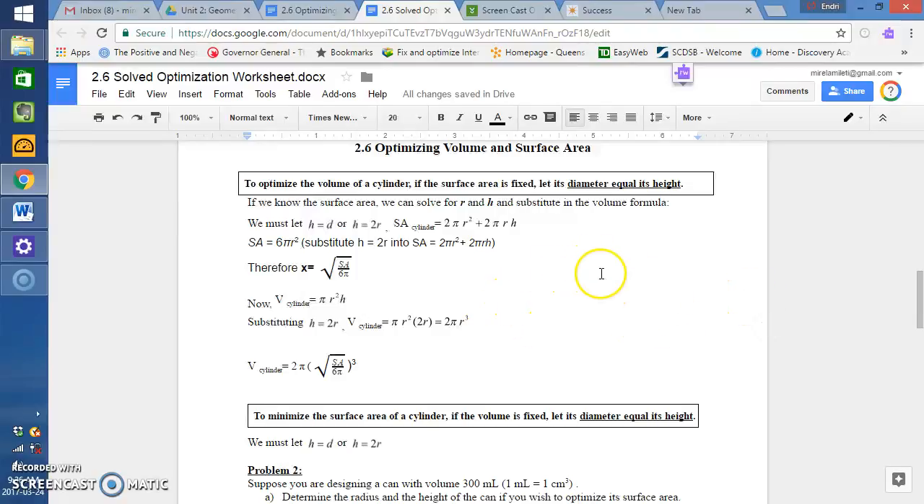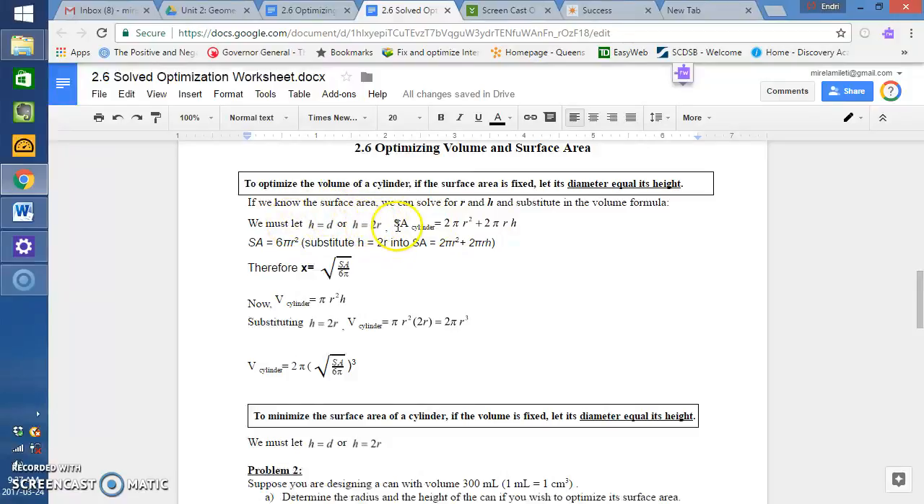The rule that we're going to see is that to optimize the volume of a cylinder, if the surface area is fixed, we're going to have to make the diameter equal to the height. Again, the same approach as we did with rectangular prisms. Knowing that the diameter equals the height, we're going to use this formula.